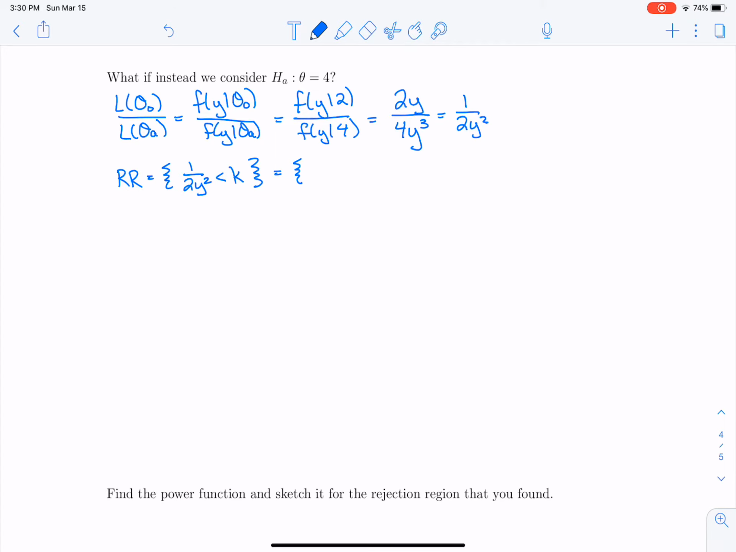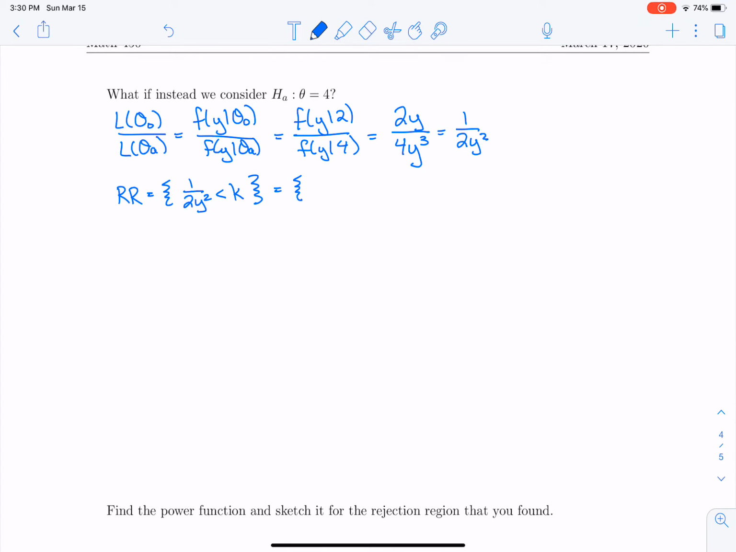We can solve by multiplying by 2y squared. We get that 2y squared actually has to be greater than 1 over k, or in this case, y has to be greater than the square root of 1 over 2k. So the form of the rejection region is, in this case, y is greater than k star. This is different than when theta was 1 and we had y is less than k star.